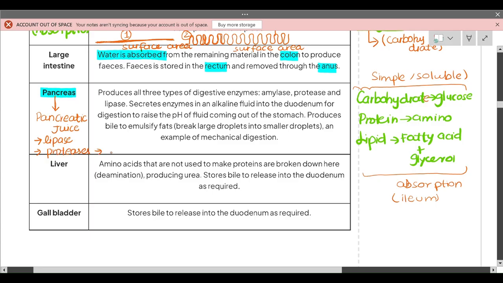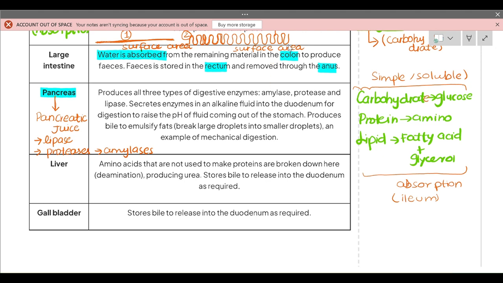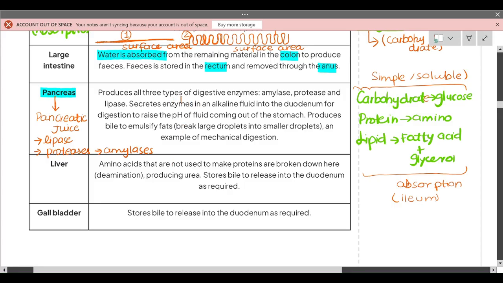So this is what I was asking you, and let's look at what is the function of each of them. For that you can see here in front of you, they have mentioned the three types of digestive enzymes that are produced. These are amylase, protease, and lipase. Obviously, amylase is involved in the chemical digestion of carbohydrates. Protease is involved in the chemical digestion of protein, and lipase is involved in the chemical digestion of fats or lipids.